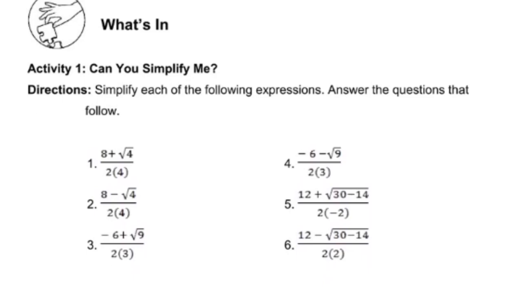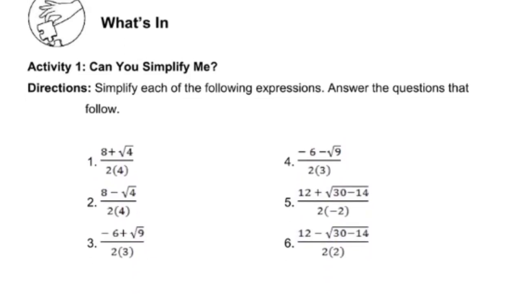So what we're going to do here is take the square root of 4. I'll just give this one as an example. The square root of 4 is 2, so we're going to have 8 plus 2, which is 10, over 2 times 4, which is 8. So 10 over 8. Then simplify that one, and that will be 5 over 4. So kindly do numbers 2 to 10 with the same process.